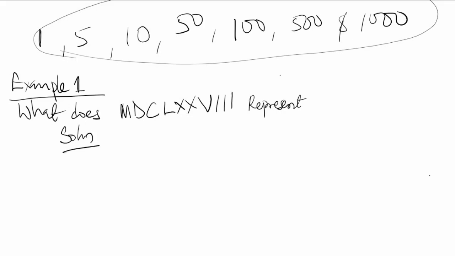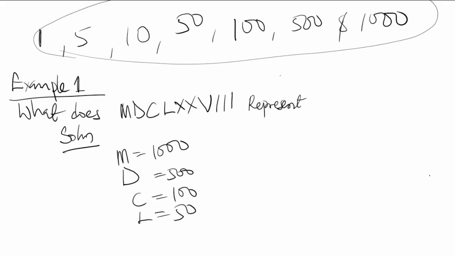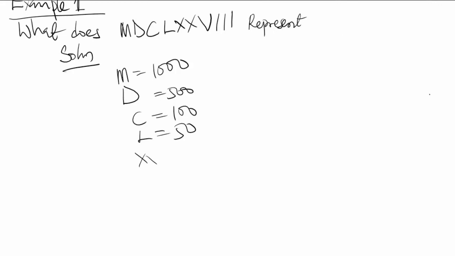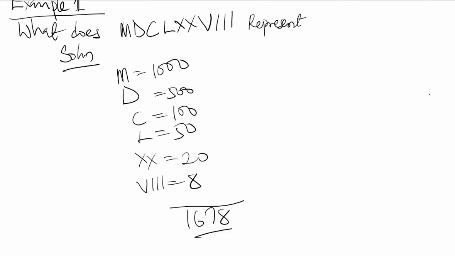When you go back to the table, you find out that M is 1000, D is 500, C is 100, L is 50, XX is 20 and VIII is 8. When you add all this together, it gives you 1678, and this is what it represents.